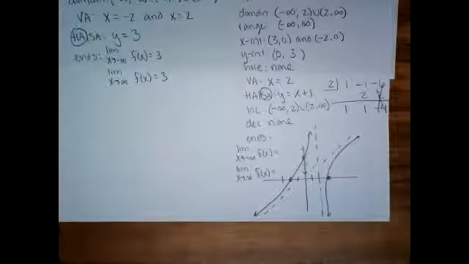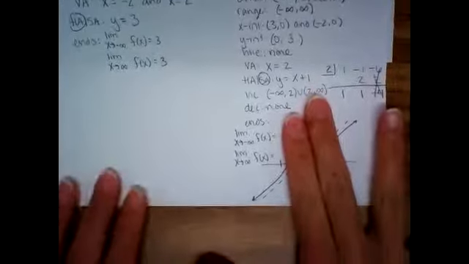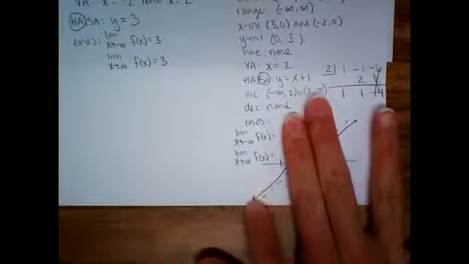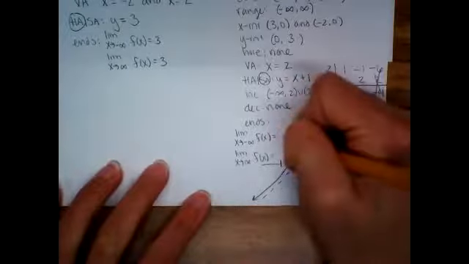So -infinity means look to the left, +infinity means look to the right. If you cover up the middle, where is the left end going? Yeah. Negative infinity, right end, positive infinity.